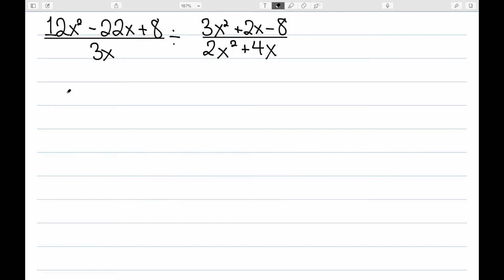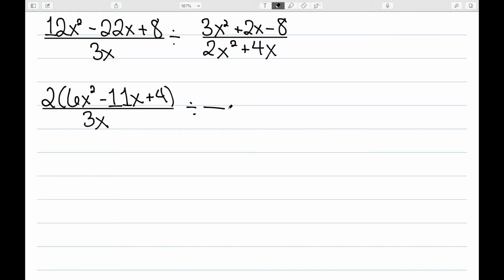Here I have my next example. Before I start completely factoring this numerator, I might notice they all have a 2 in common. So I'm going to start by removing a 2. Then I'm left with 6x squared minus 11x plus 4 over 3x. My second one, if I look at the denominator first, these have a 2x in common. And when I remove those, I'm left with x plus 2.